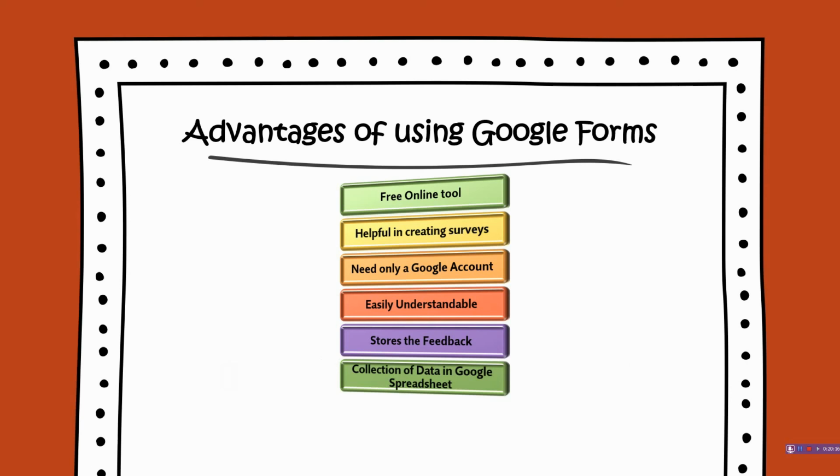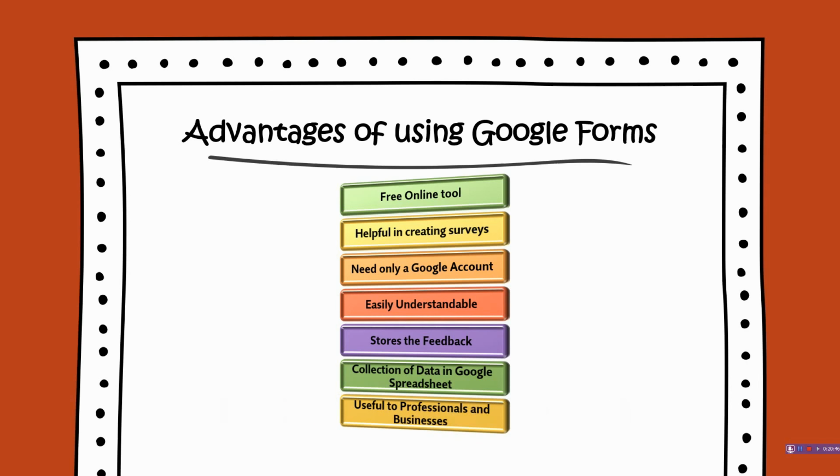Next is collection of data in Google Spreadsheet. See, the forms are integrated with Google Spreadsheets. Therefore, we can access a spreadsheet view of the collected data. Whatever responses are received by using the Google Form can be accessed by way of spreadsheet. There is an option on the Google Form to create a spreadsheet. Whatever response you have received, it automatically creates a spreadsheet of that. So this is what collection of data in Google Spreadsheet means.